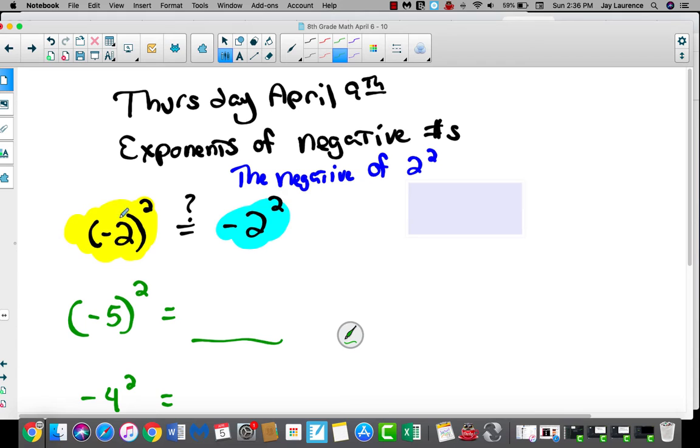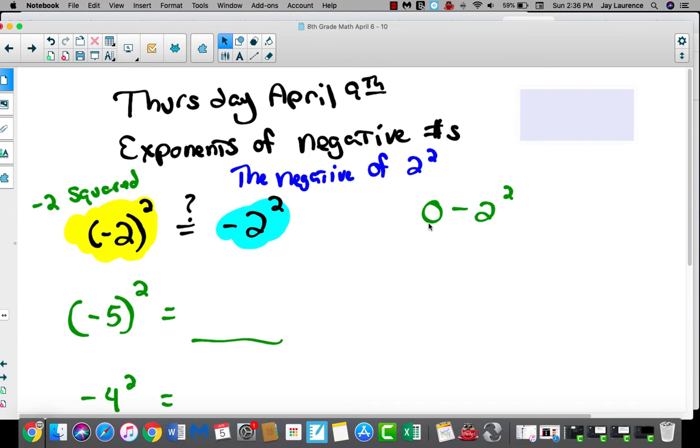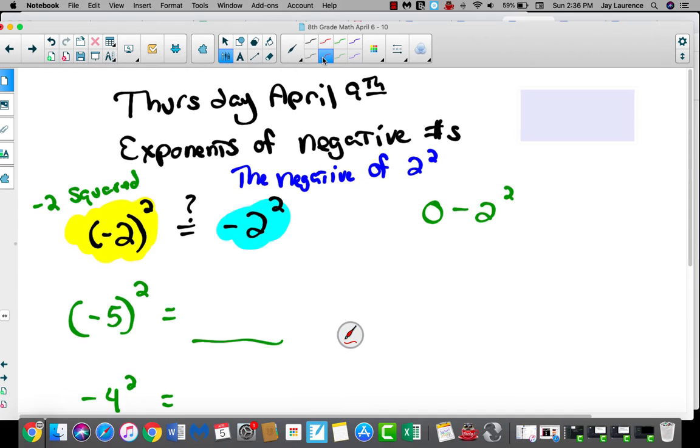This black one here on the left says negative 2 squared. But this one does not say that. This says the negative of 2 squared. And I can prove it to you. If you add this problem here, 0 minus 2 squared, the order of operations would dictate that you do this part first and then subtract. So you would get 0 minus 4, which is negative 4.